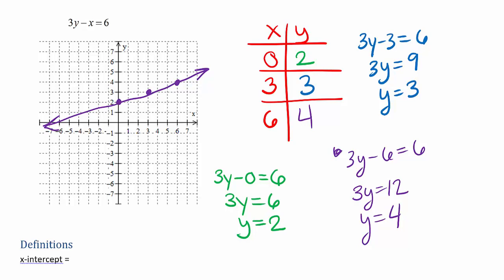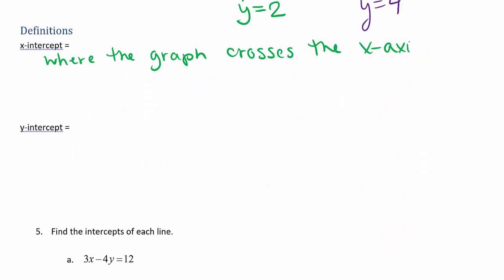Now the next thing I'm going to do is give you a couple of definitions, and I'll write those down in a minute, but while I have this graph on the screen, we have words for the places where the graph crosses the y-axis and the place where the graph crosses the x-axis. These are called intercepts. The x-intercept is a place where the graph crosses the x-axis. This is also a place where the y value equals 0. If y equals 0, you are on that x-axis.